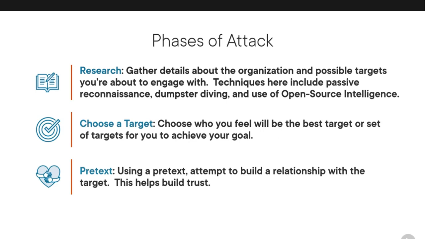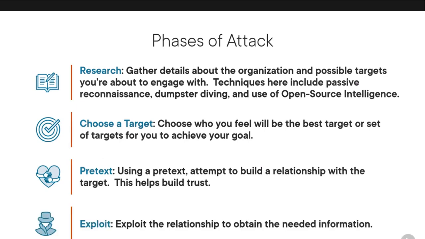Next, we're going to write a pretext. This is the backstory and the script that we will use to start building a relationship with our target. This helps build the trust we need in order to accomplish our attack. The last aspect of the attack is the actual exploitation of the relationship we have established with the target. This is what gets us in the door or provides us the detailed information that we're looking for.